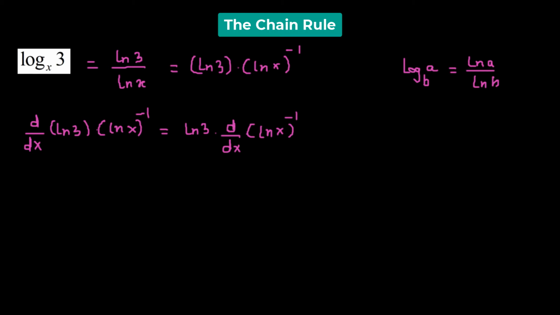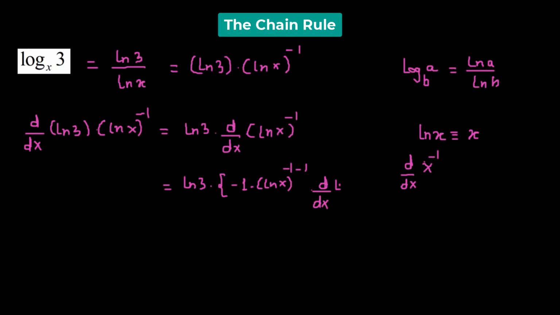Now we will be applying the chain rule. So in order to do that, we are going to assume that log of x equals x, then log of x raised to the power of -1 becomes equivalent to x raised to the power of -1, and then we can apply the derivative using the power rule. So we have log of 3 multiplied by -1 times log of x raised to the power of -1 minus 1 multiplied by the derivative of the assumed value, which is log of x. So this is the chain rule.